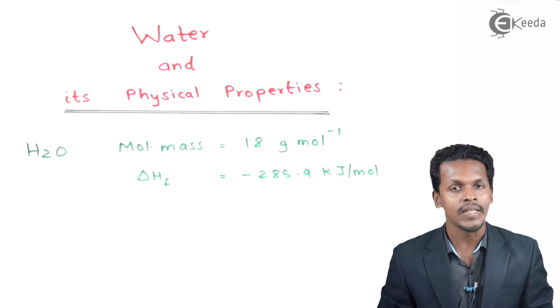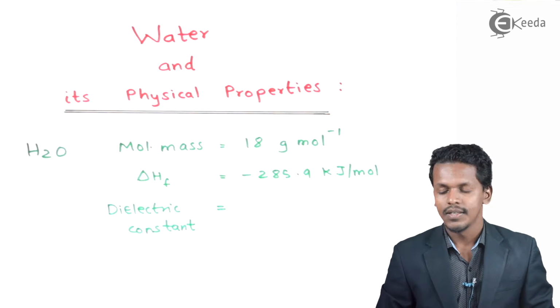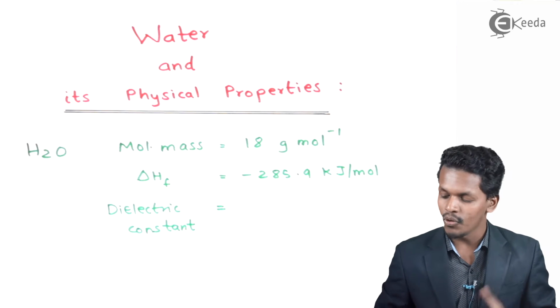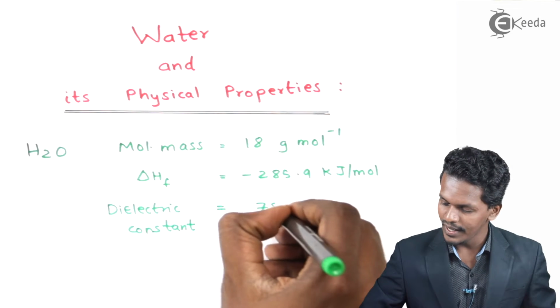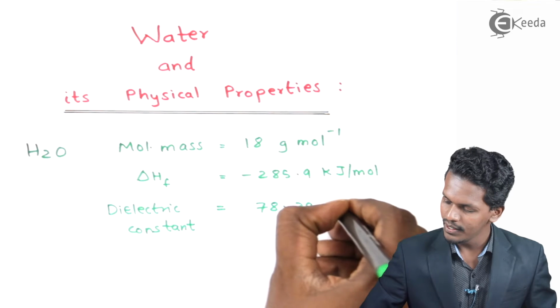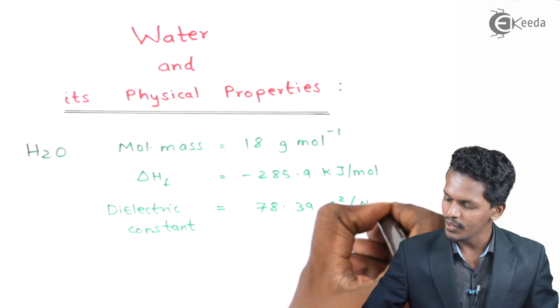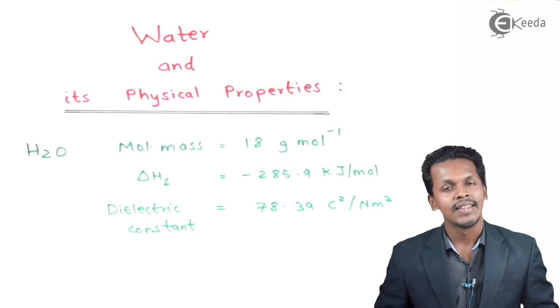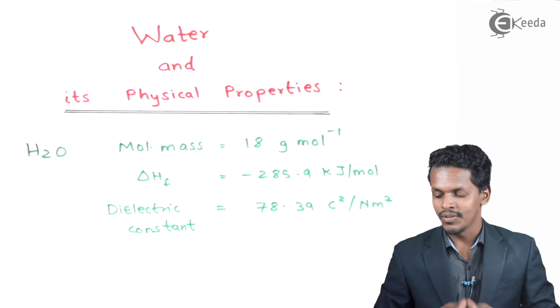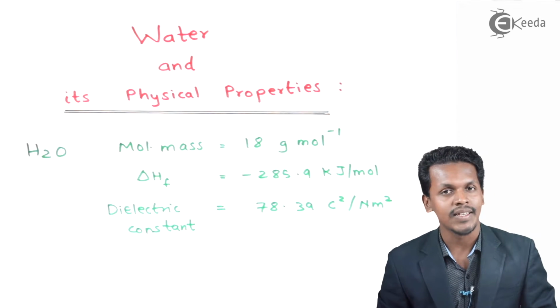But let me talk about another property, the dielectric constant. The dielectric constant of water is found to be 78.39 coulomb square per Newton meter square. This is very high. So these were the physical properties and some readings that we already know.